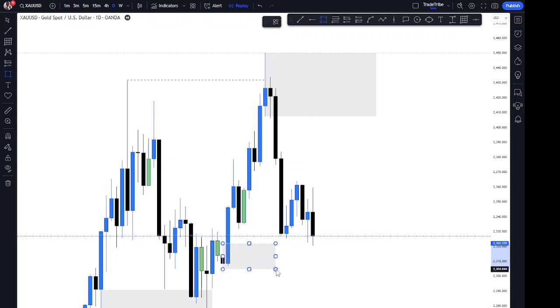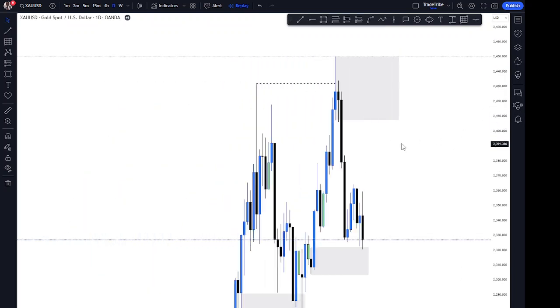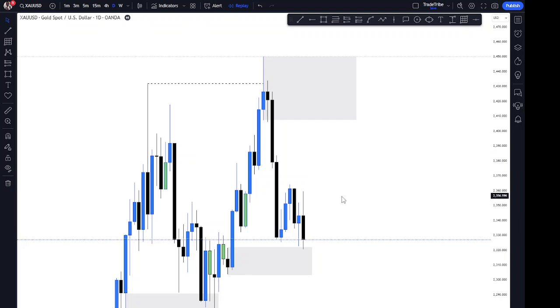Then yeah, okay, it pushed down, it broke that structure here, there, then it left us with this demand there, imekuwa tu touch tu kidogo, then after that ilituachia hii supply hapo juu. So that's it on daily time frame.